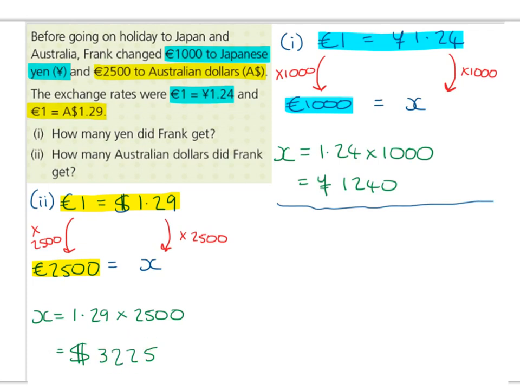$3,225. So for Frank's €1,000, he gets 1,240 yen. And for his €2,500, he gets $3,225. Don't forget the symbol for the money, because you would lose a mark if you forgot that. So that's the dollar symbol, that's the yen symbol, but they will be given to you in the question.